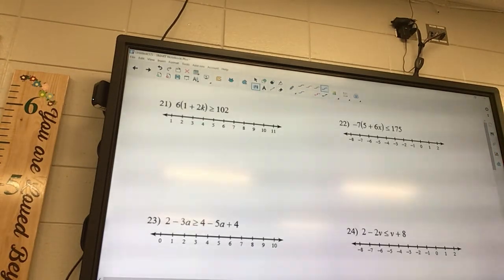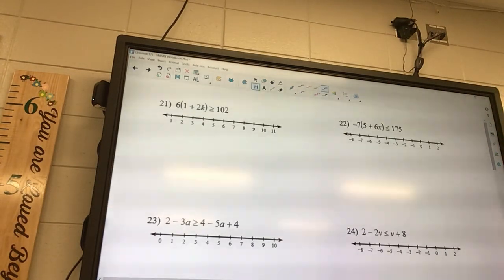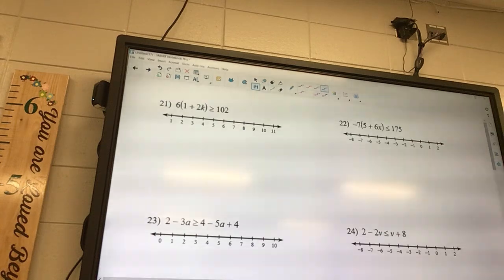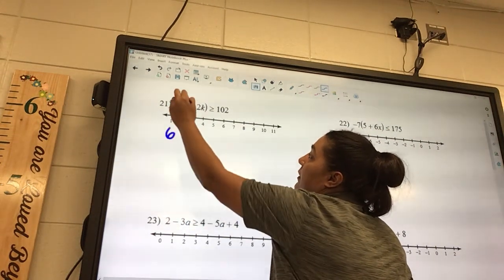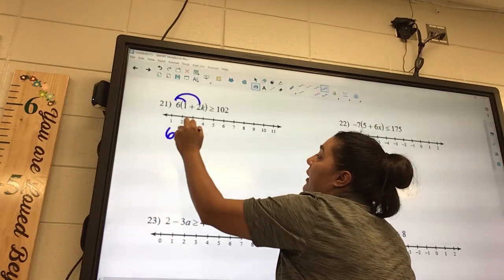Got 2 left. 21, are there parentheses? Yes, so 6 times 1 is going to be 6. 6 times 2k is 12k.